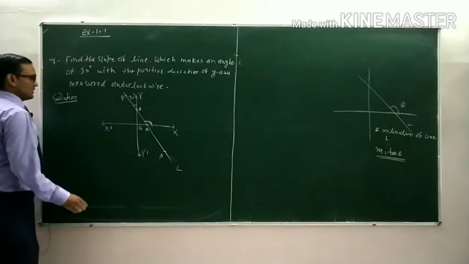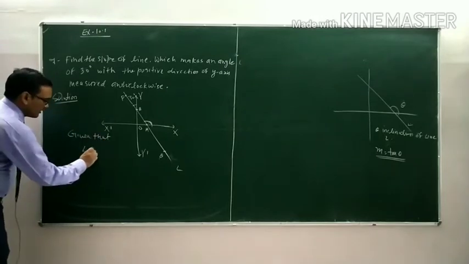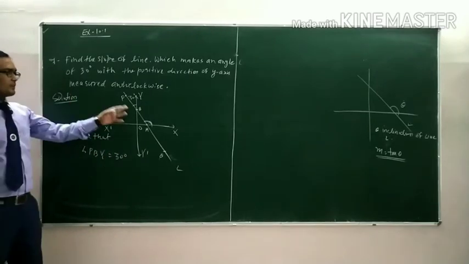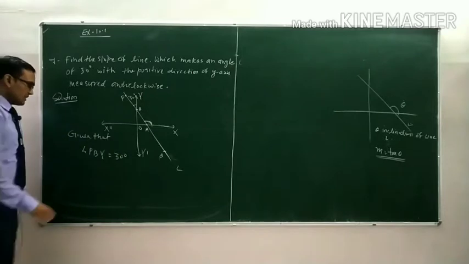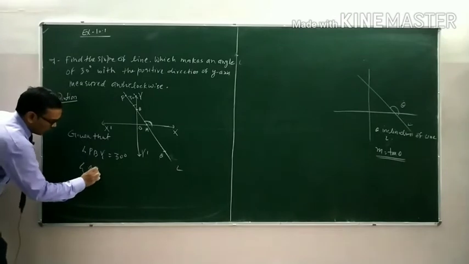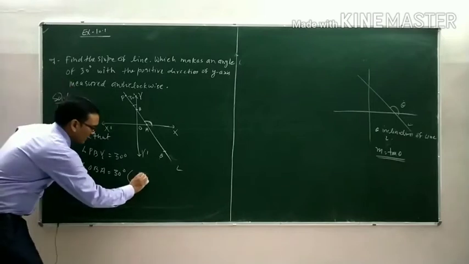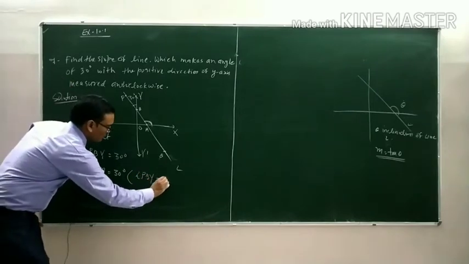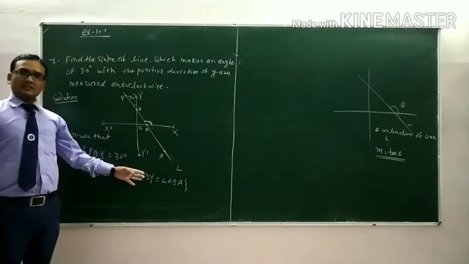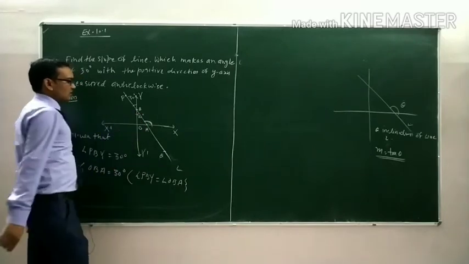Okay students, here it is given that angle PBY equal to 30 degree, then angle OBA equal to 30 degree because angle PBY equal to angle OBA. Why students? These are vertically opposite angles. This angle is also 30 degree.